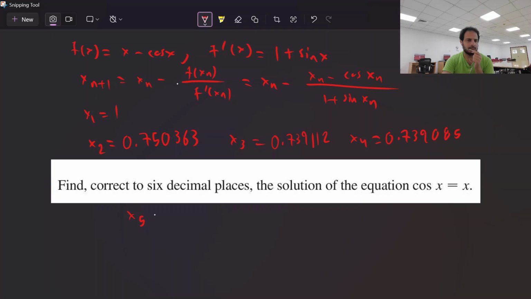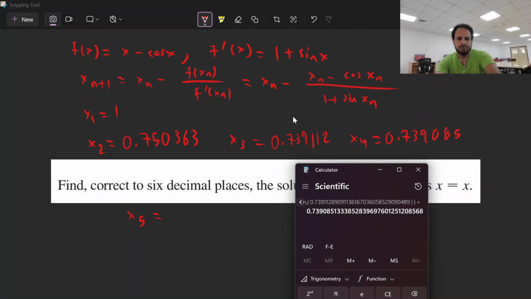So x5 equals Control C, Control V, minus, open parentheses, Control V, minus, Control V, cosine, close the parentheses, then divide, open the parentheses, 1 plus sine Control V, close the parentheses. You get this number.